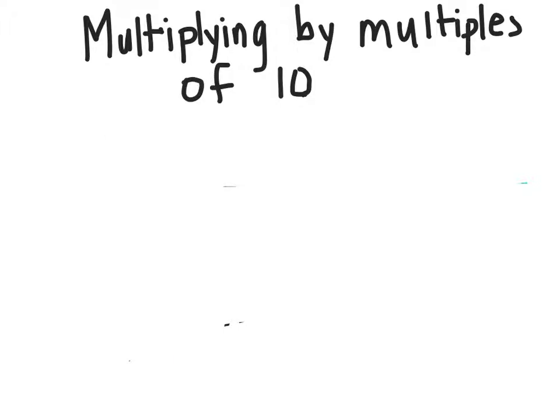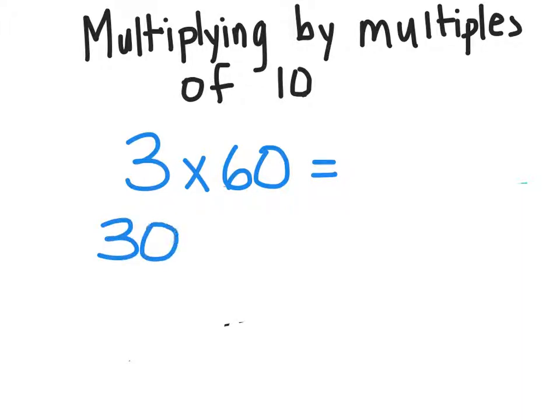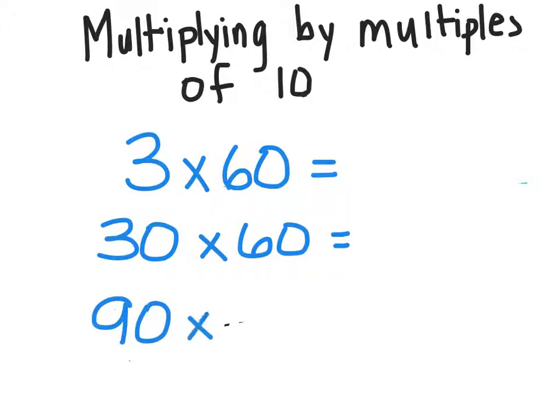Okay, I want you to go ahead and write these down and solve them. Three times 60. We're going to do 30 times 60. And let's just do something totally different. Let's do 90 times 80, because why not? All right, go ahead and solve those and then come back and double check your math.